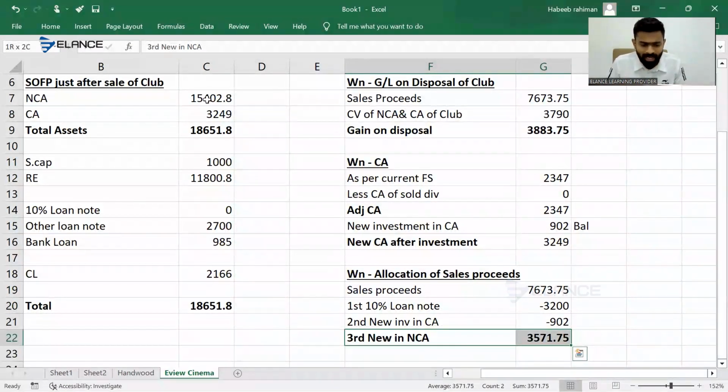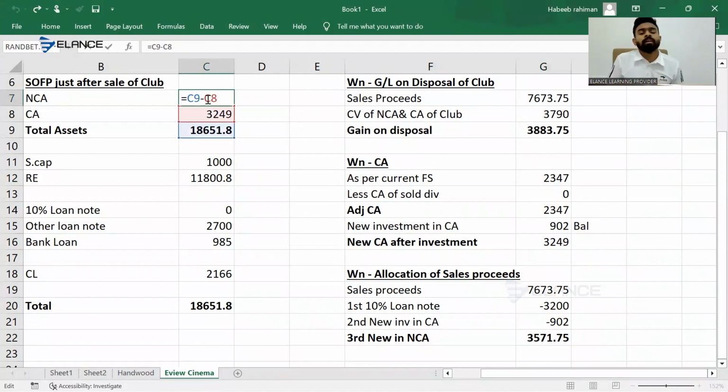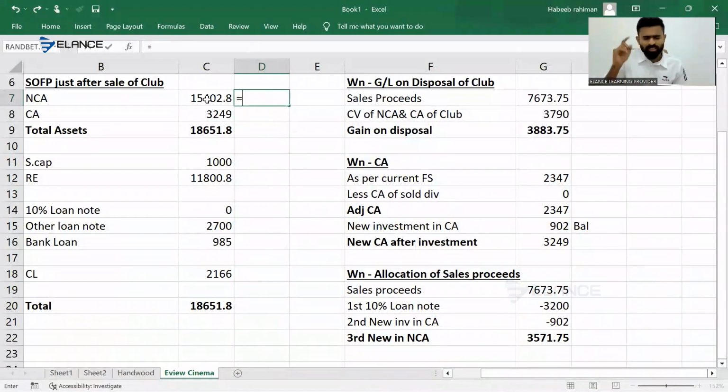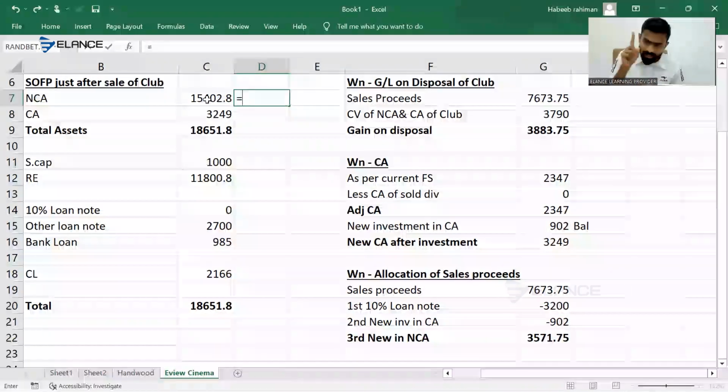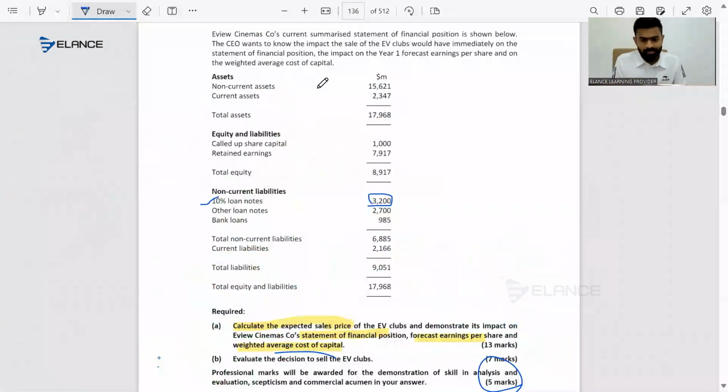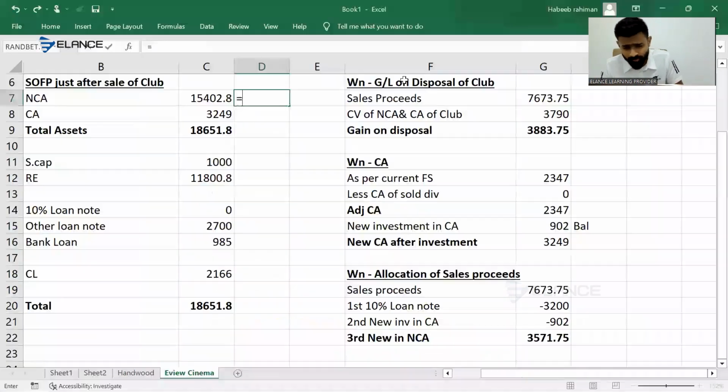Now, see how I calculated this non-current asset figure as a balancing figure, right? There's another way we could do this. What is the non-current asset in the current balance sheet? It is 15,621. Please do together with me, okay? 15,621 is the current non-current asset.